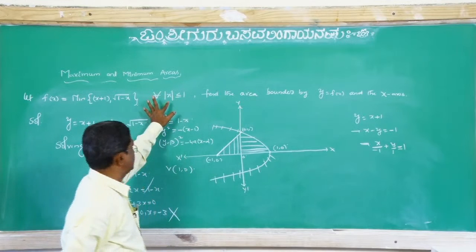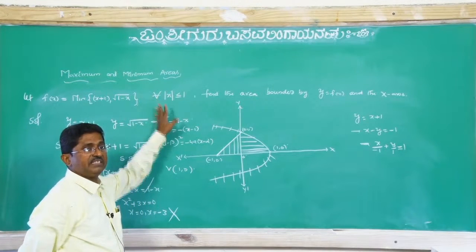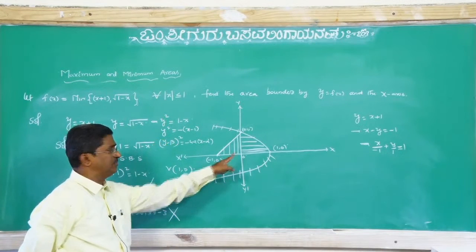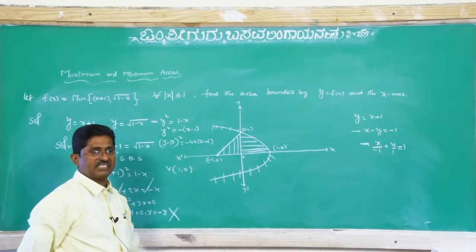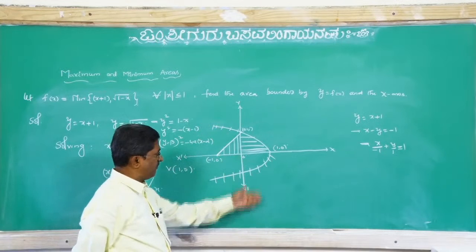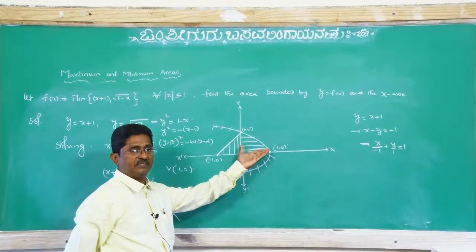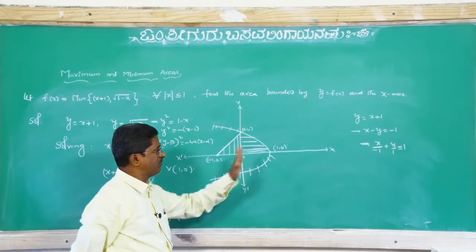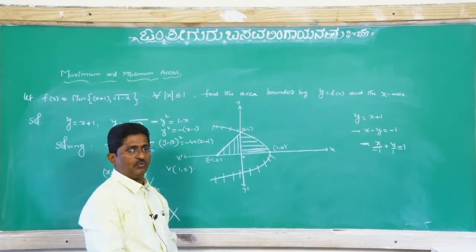According to the given condition, mod x less than 1, x varying from minus 1 to plus 1. So, our graph is 100% successful. Now, the negative portion, take a knife, cut and throw outside. Everything is over. Now, simply we have to calculate the area only.